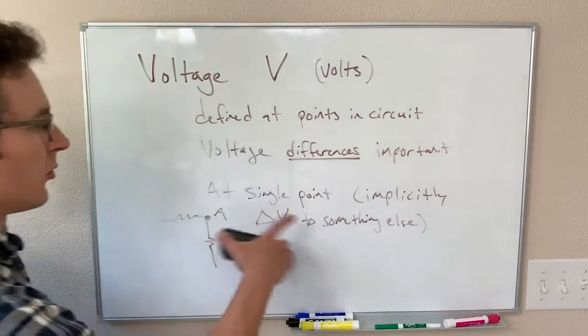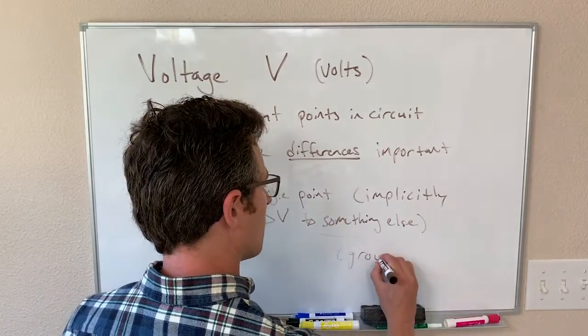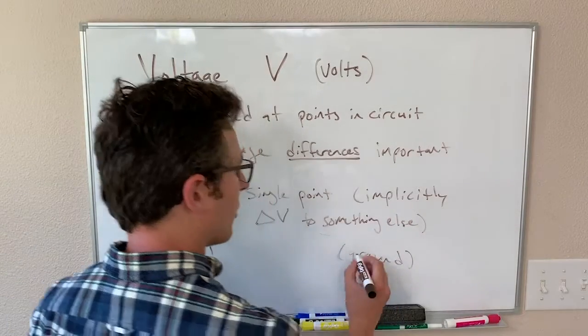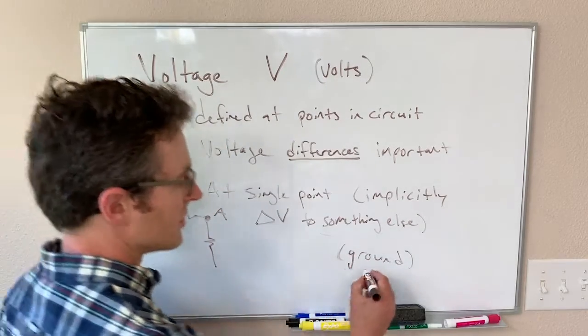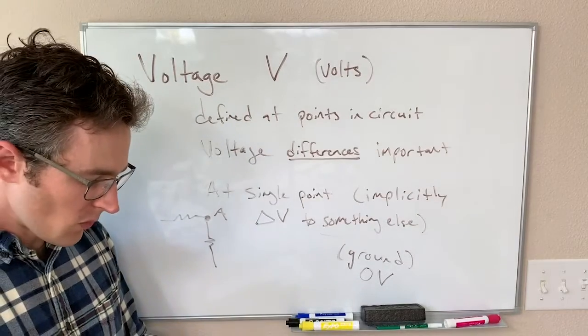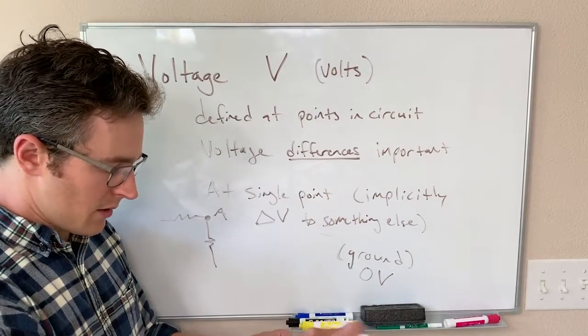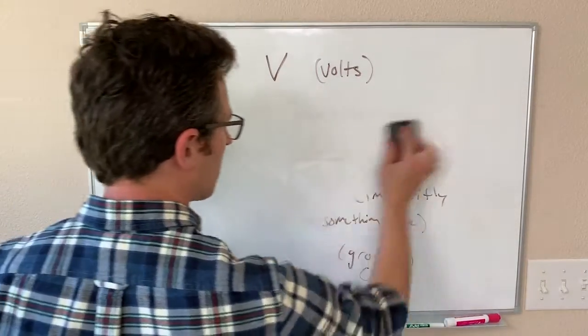So yeah, when we talk about the voltage at a single point, this something else is ground. We'll talk more about grounds later on in the class. For now, we just need to know that our ground is going to be 0 volts. All right, I think that sums it up for voltage. Let's talk briefly about current.